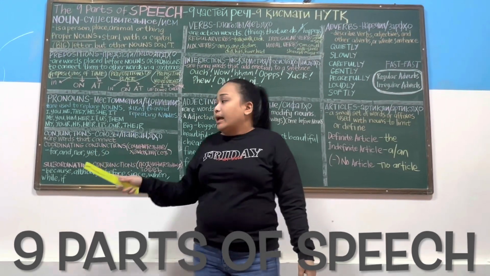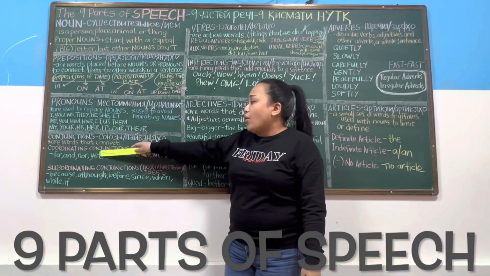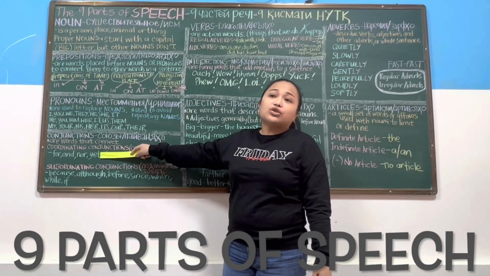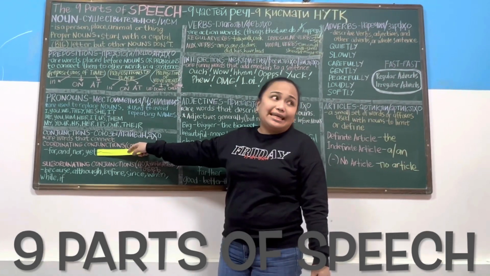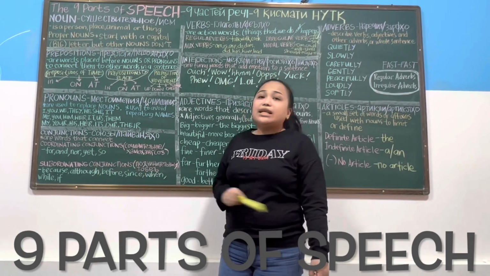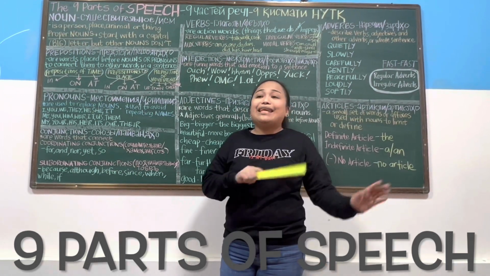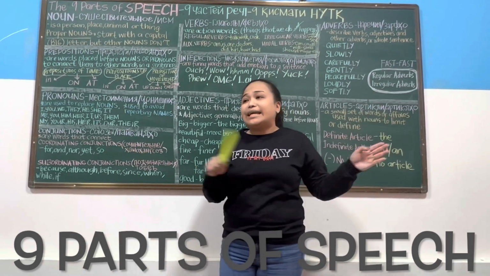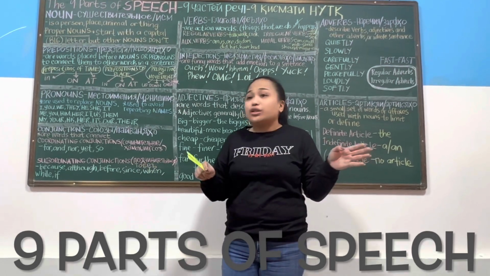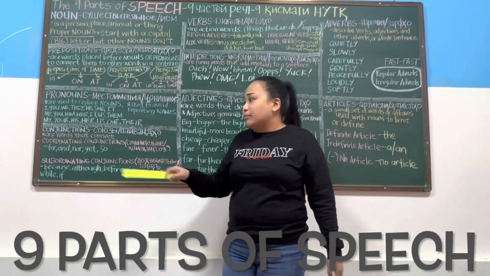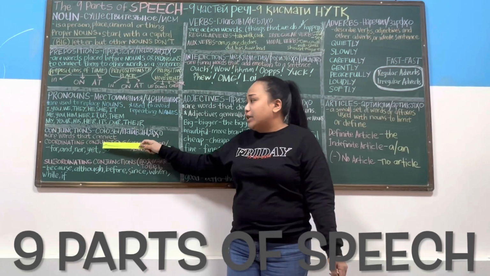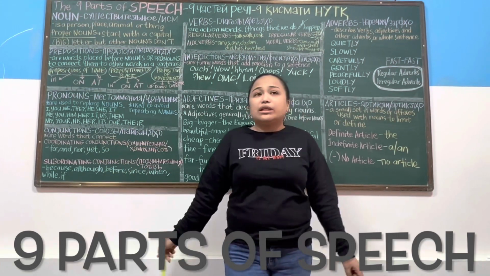You understand? Coordinating conjunctions, we connect two same ideas. Subordinating conjunctions, we connect different tenses, different ideas, different reasons. You understand what I mean? Now the difference between coordinating conjunction and subordinating conjunction.